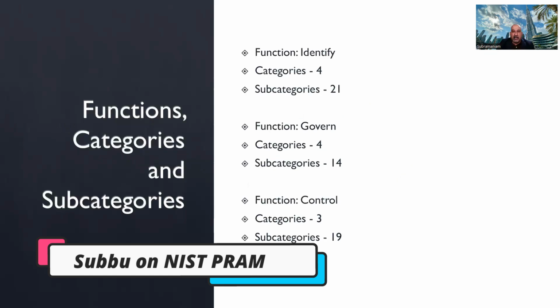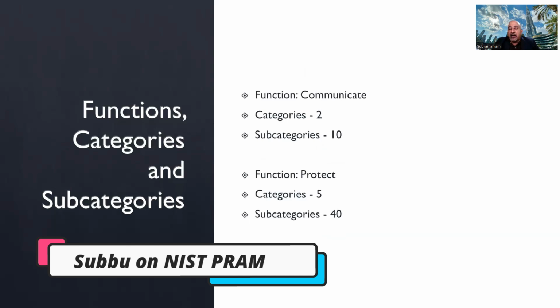Now, we have got 5 functions as a part of the framework. First is identification, identifying the risks, which has 4 categories and 21 subcategories. Next is governance. In fact, I'm so happy that NIST CSF 2 has also introduced this function. Governance has 4 categories and 14 subcategories. Next is control, 3 categories and 19 subcategories. The communicate function has 2 categories and 10 subcategories.